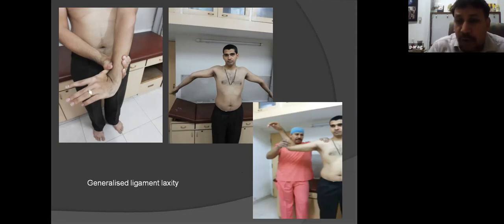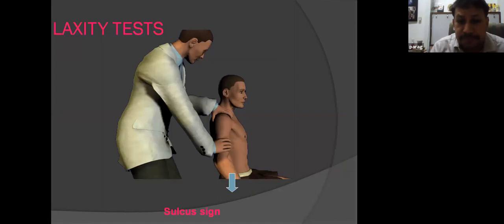So you must look at any patient who comes to you with instability. You must look at a few things. You must look at the thumb. You must look at the MCP joints. You must look at the hyperextension at the elbows. And in fact, you can sit the patient and look at hyperextension at the knee also. So you must define whether this patient has severe ligamentous laxity or not.